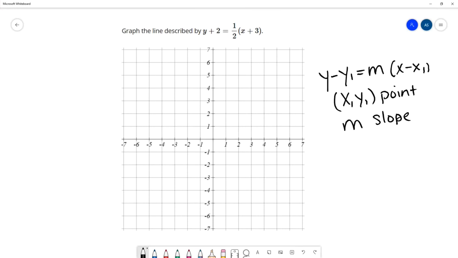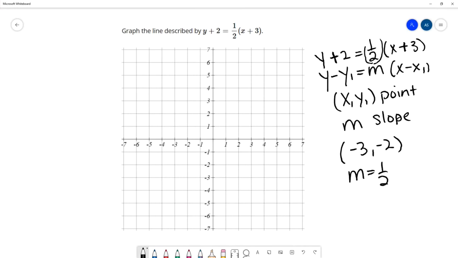We want to plot our point, so let's analyze. We have y plus 2 equals 1/2 times x plus 3. So we need to figure out what the x1, y1 is. Now we have a plus instead of the minus, so we're going to use the opposite. Our point is negative 3, negative 2. The slope is 1/2.